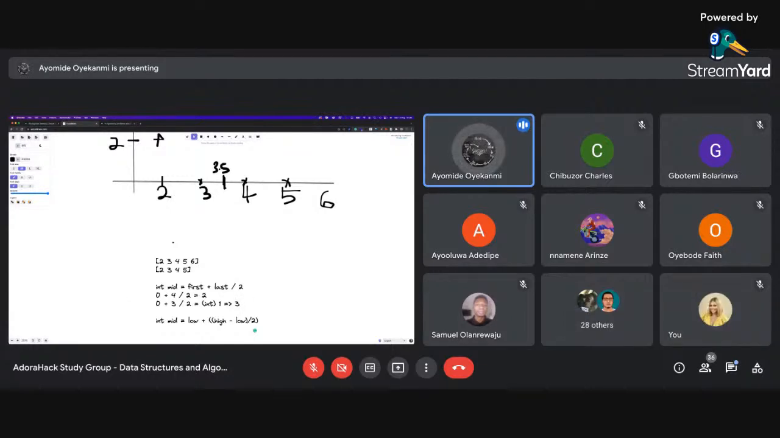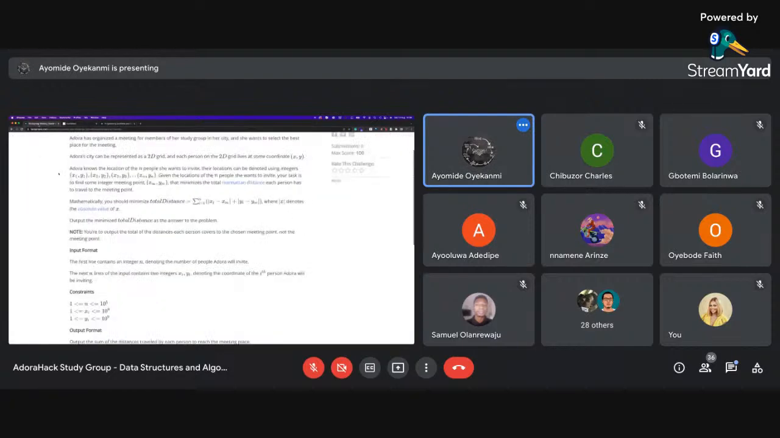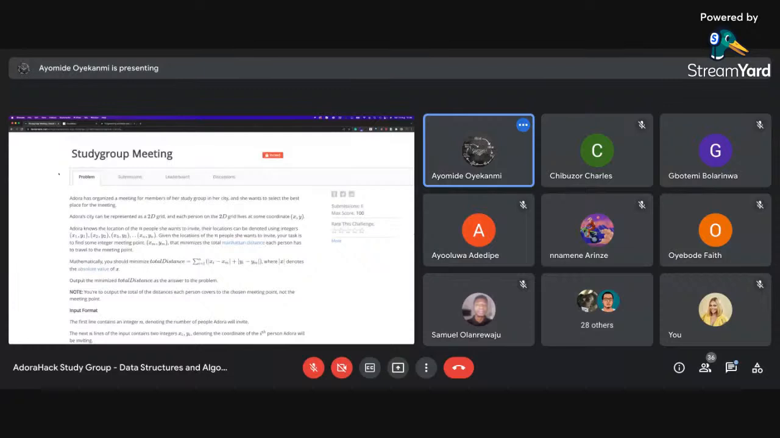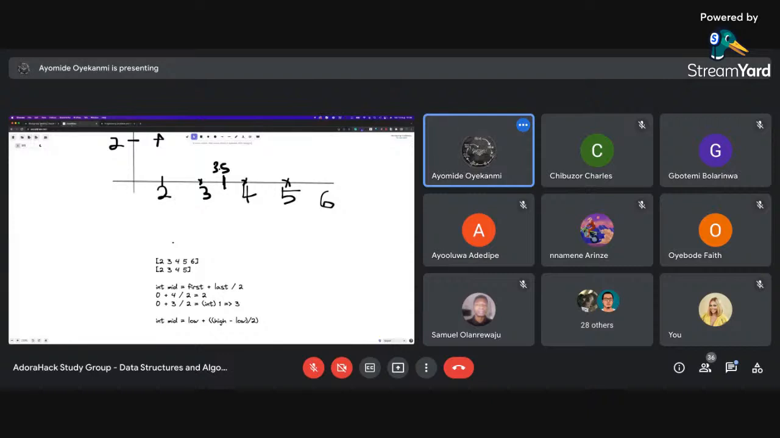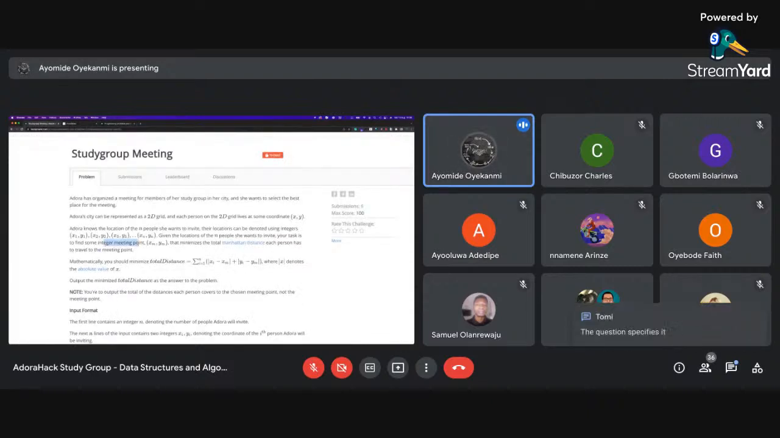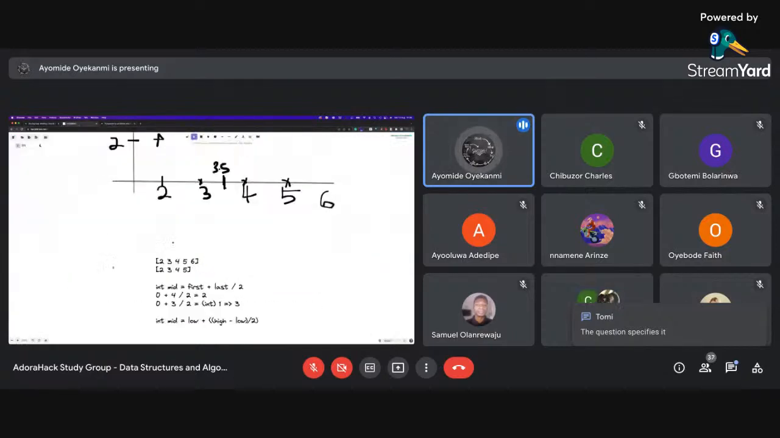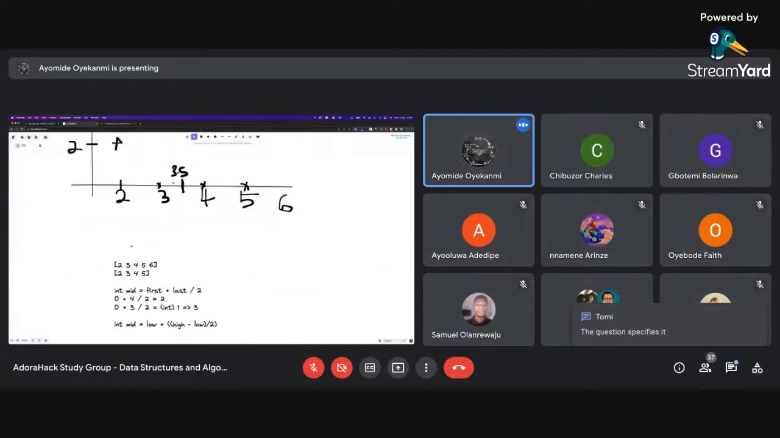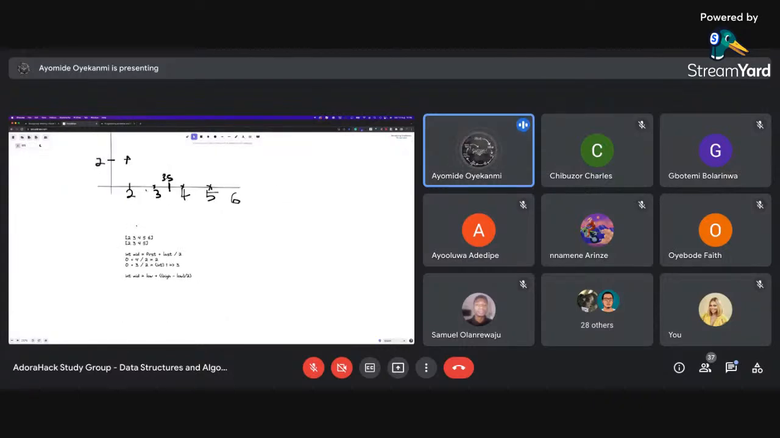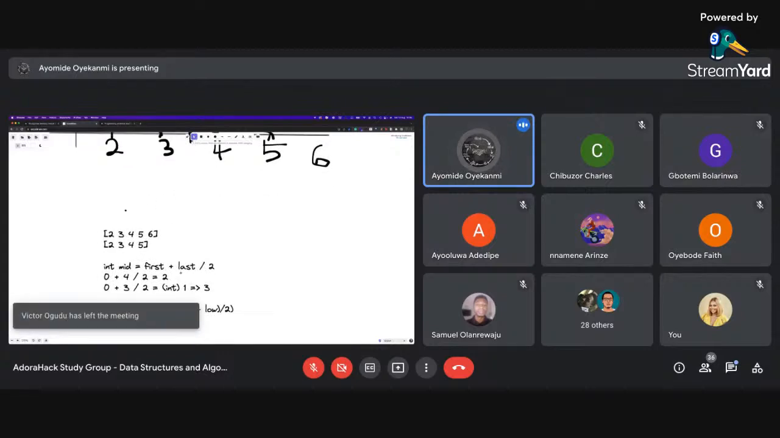Someone says that the value needs to be an integer. Doesn't seem like 3.5 would work. Why do you say so? Yes, it does say it in the question: integer meeting point. Yeah, see, I even missed that. Thank you for helping there. So 3.5 would not work because it is a decimal, and the question specifies that we need an integer meeting point.